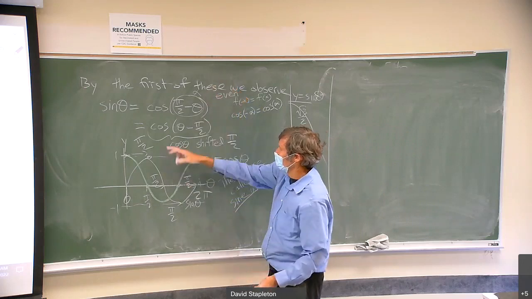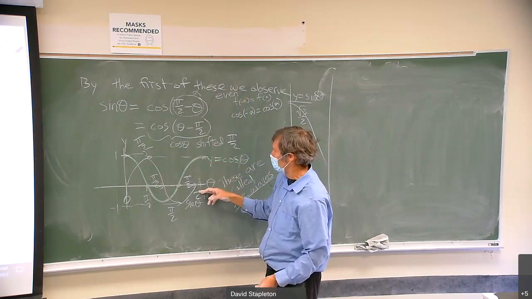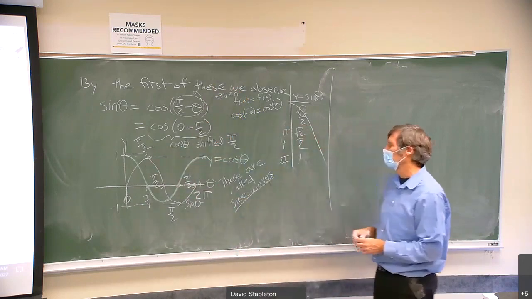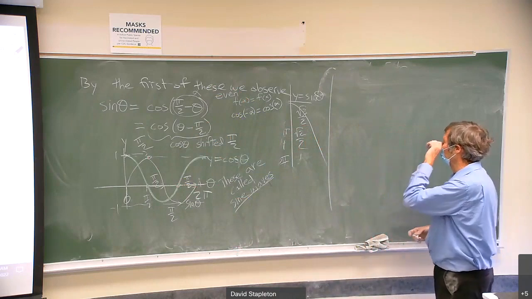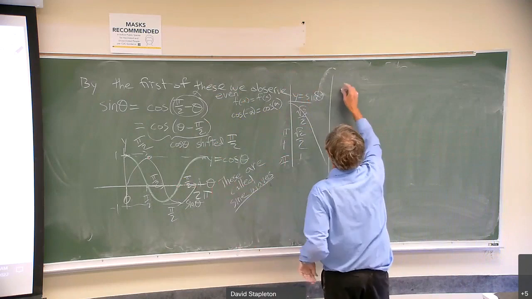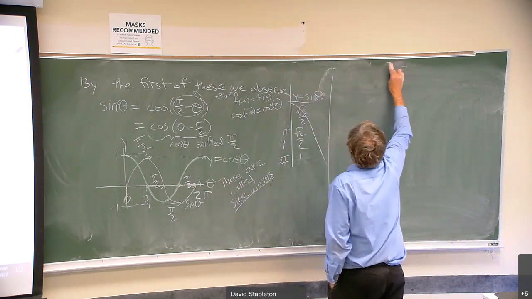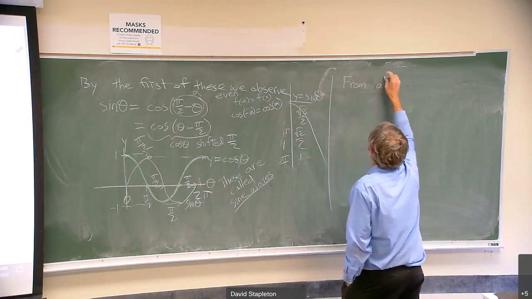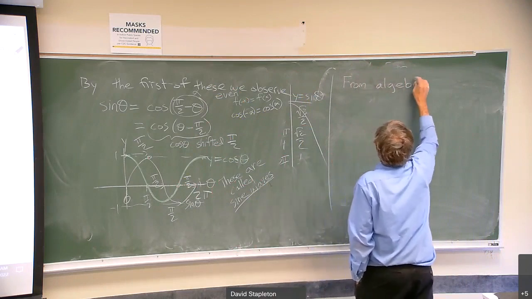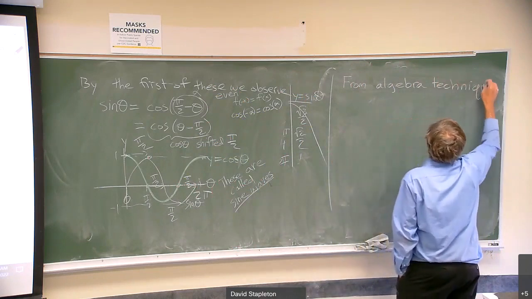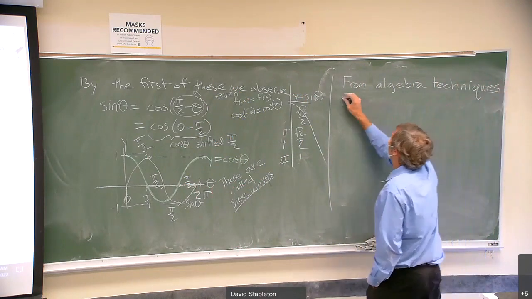Or maybe it oscillates faster. It doesn't oscillate every 2 pi seconds, it oscillates every second, so you have a different frequency. How can you stretch this thing vertically and horizontally? We use this from algebra techniques. We can now sketch more exotic curves that are waves.